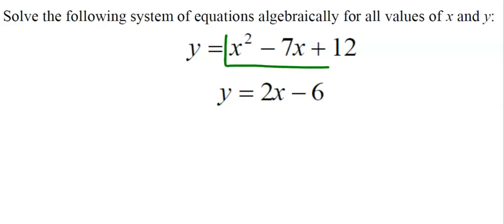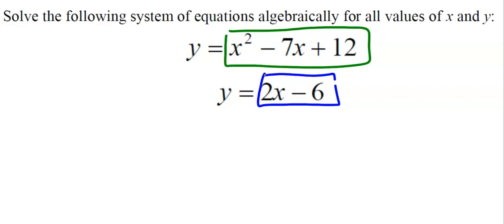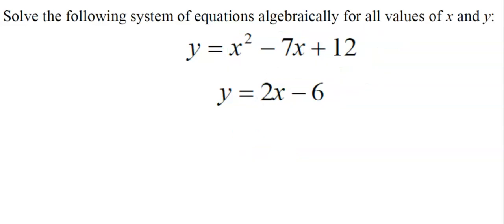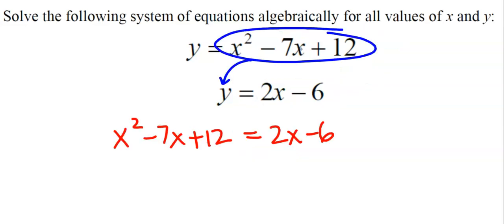So if y is equal to x squared minus 7x plus 12, and y is equal to 2x minus 6, then that means that y is equal to y. Or that x squared minus 7x plus 12 is equal to 2x minus 6. Once you have substituted one expression into the other equation, you can solve for x.